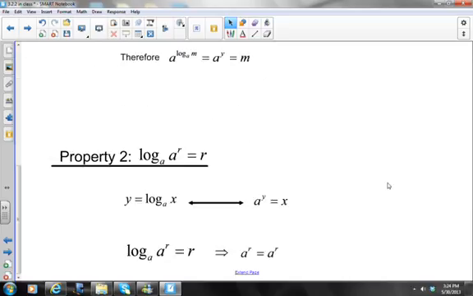Property 2 is much easier. It follows straight from the definition. If y equals log base a of x, we know that means a to the y equals x. So if log base a of a to the r equals r, then by definition, a to the r equals a to the r, which we know is true, so that rule must be true.